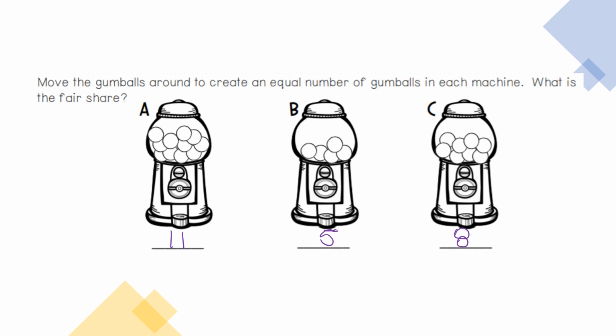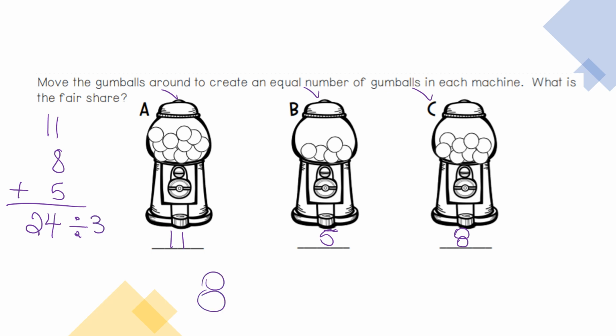So in order to find the average or the mean or the fair share, we would add all of our totals together. When we do that, it ends up giving us 24. Since there are 3 gumball machines that we're looking at, we're going to take 24 and divide it by 3. And so that would mean 8 would be the fair share value.